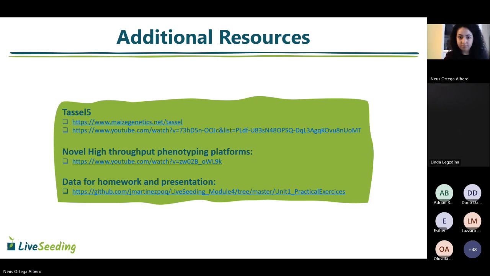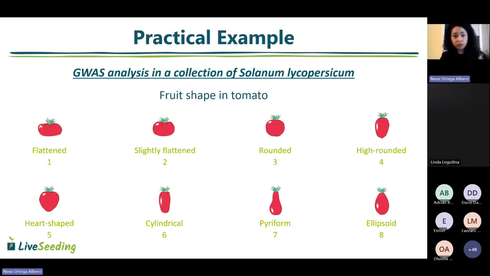So now I'm going to start. I will go slowly, okay? As I said, we have seen the practical example of growth habit in tomato. Now we are going to see the practical example of fruit shape. Tomato has a lot of different fruit shapes, from flattened to rounded to piriform, ellipsoid, a lot of variation.